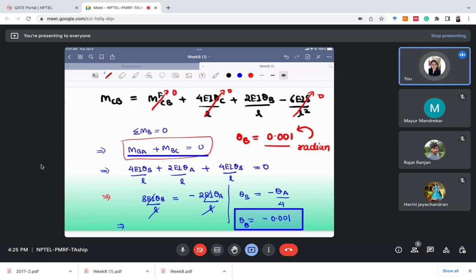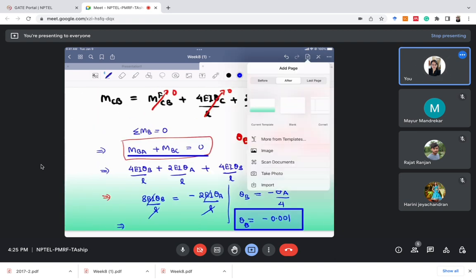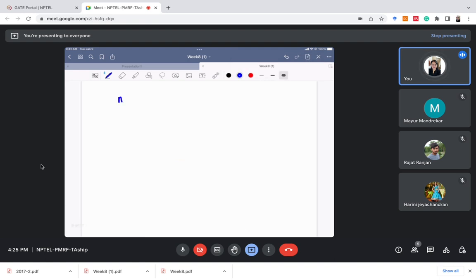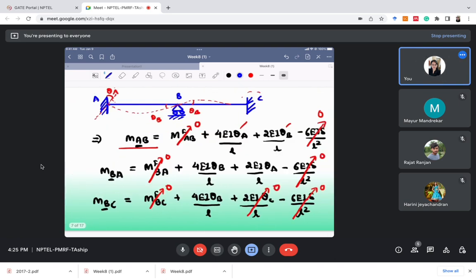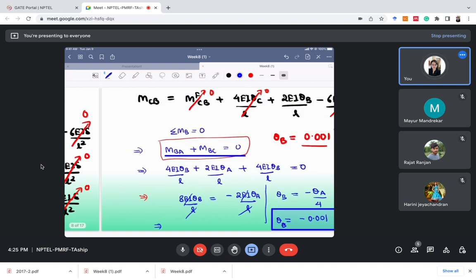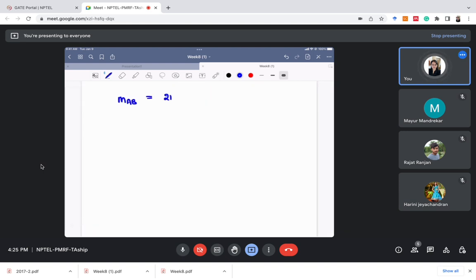Can anyone tell me the value of MAB quickly? You know the value of theta A and you know the value of theta B. Please try to solve it yourself. I am also doing it. MAB was 4EI theta A by L plus 2EI theta B by L. So we can take 2EI by L common, and write 2 times theta A plus theta B.